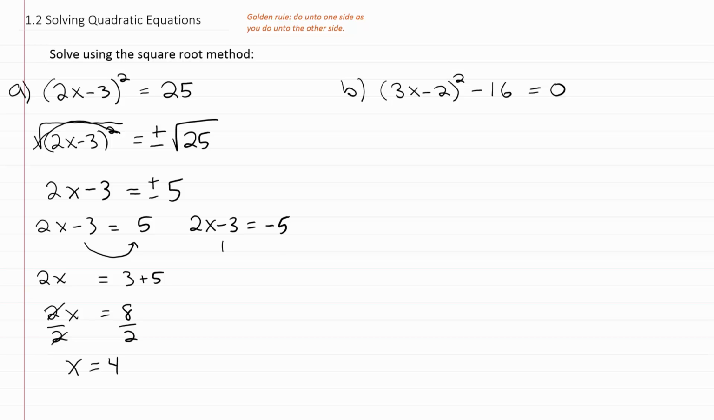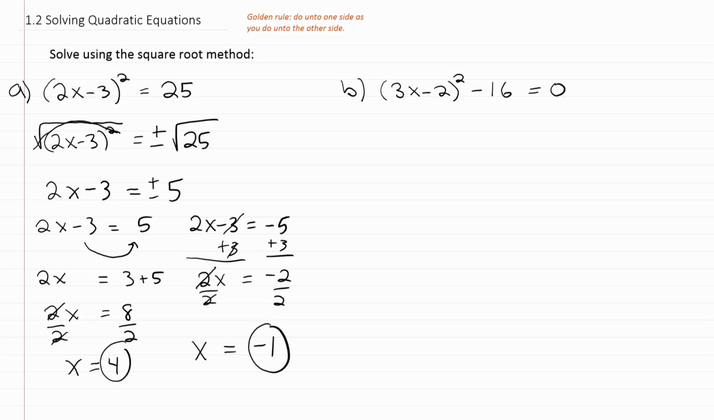Let's do the other one. So we'll add 3 to both sides, right? Just using the alternative form of the addition property of equality. Then we end up with 2x is equal to negative 2. And if we divide both sides by 2 here, we end up with the answer that x is equal to negative 1. All right, so we get two solutions for the equation.